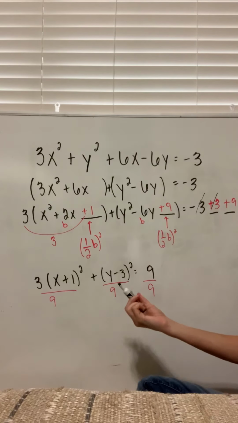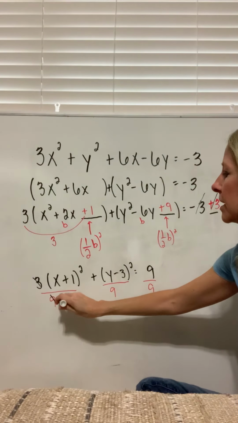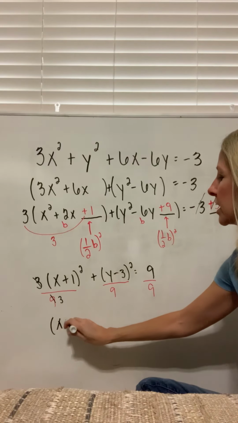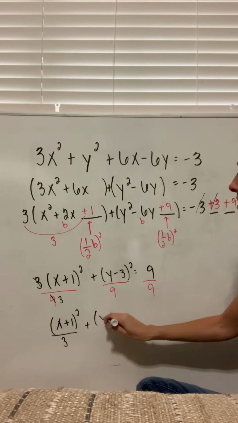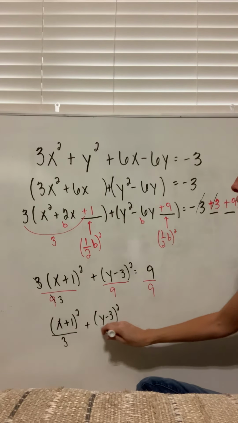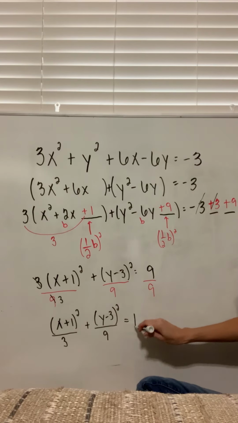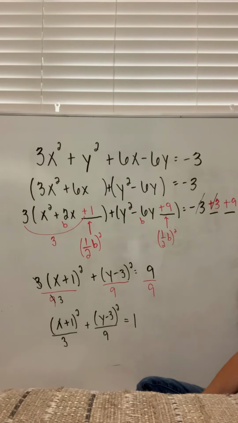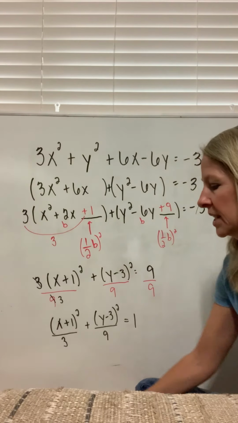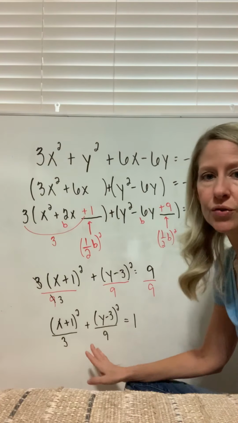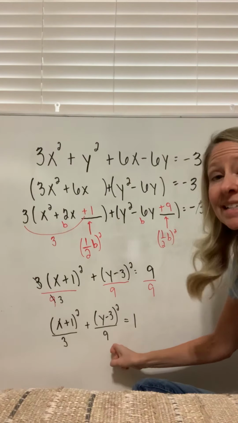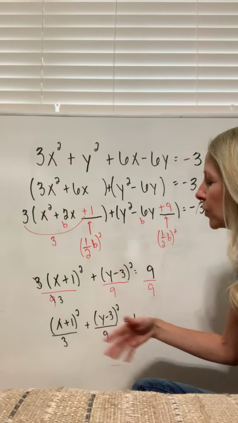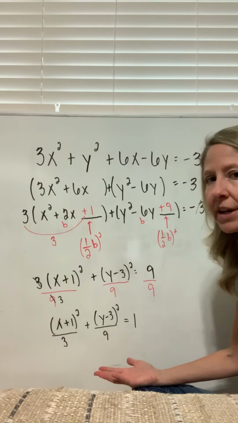When we do that on this first equation, the 3 goes into 9 3 times. So you've got x plus 1 squared over 3 plus y minus 3 squared over 9 equals 1. And now that is in the standard form for the ellipse that we talked about back in section 10.4. And so from here, you could go through and find your center is -1, 3. We would know that y is the major axis and x is the minor axis, and then we could go through and find everything that we need to find from there.